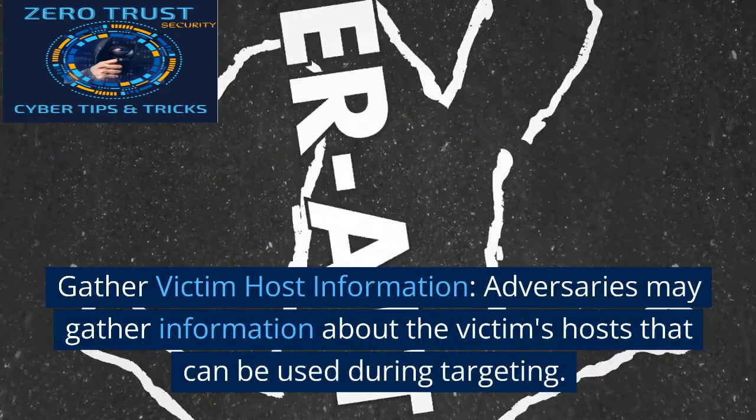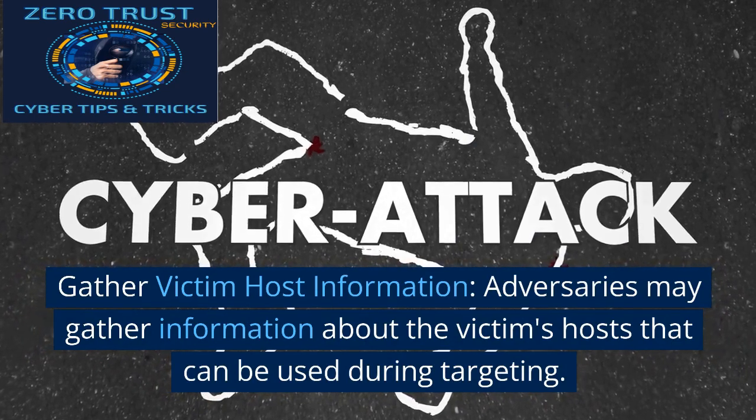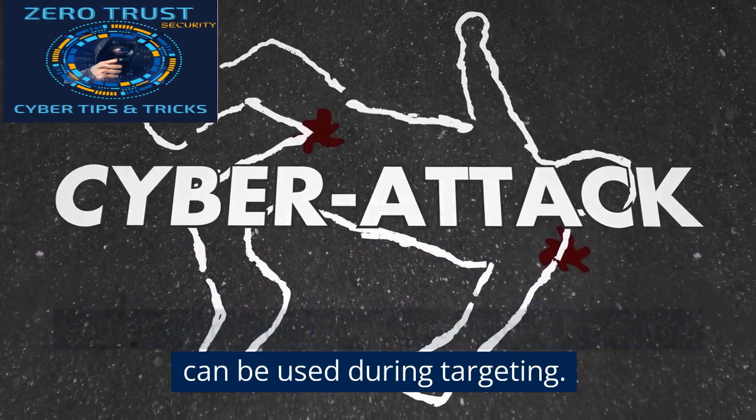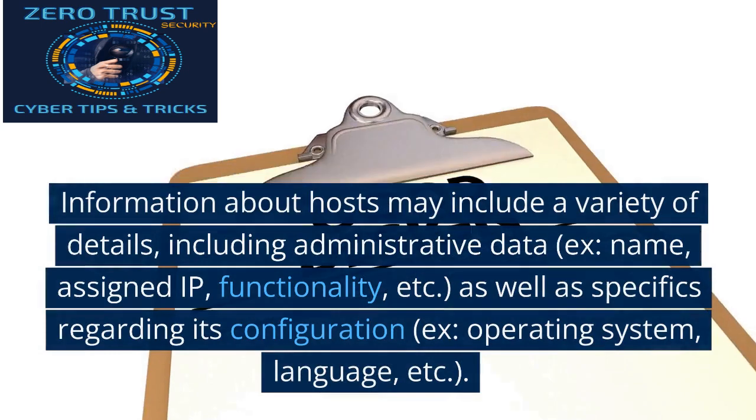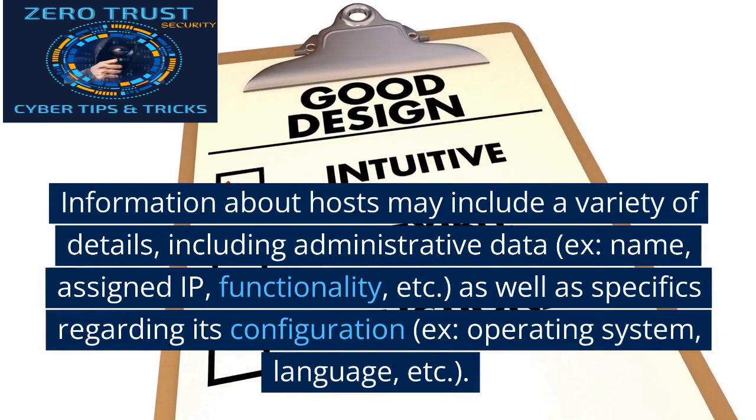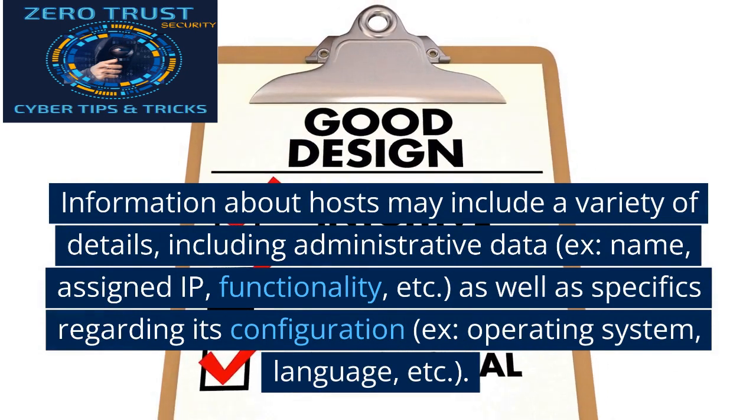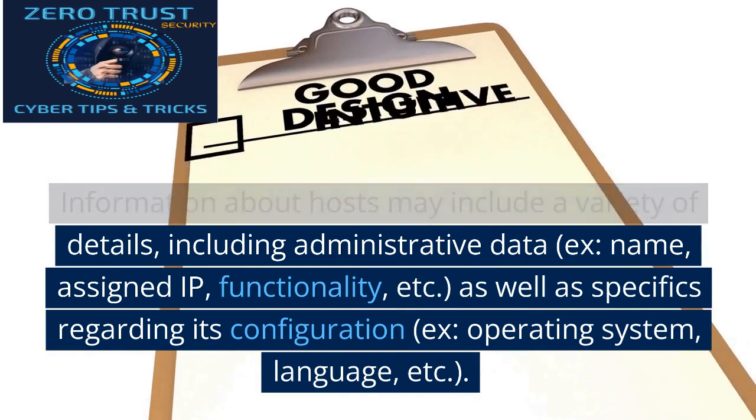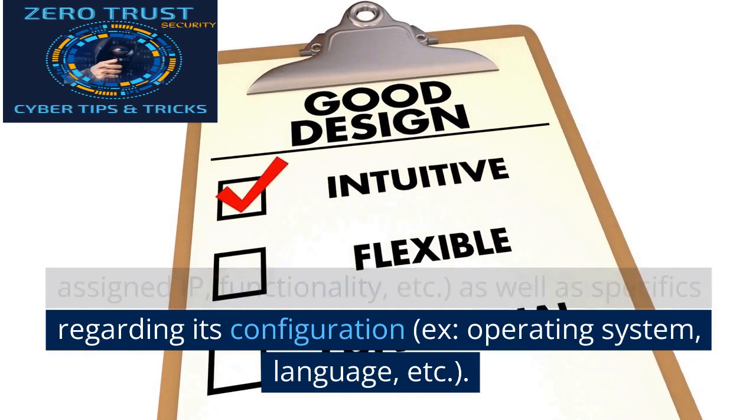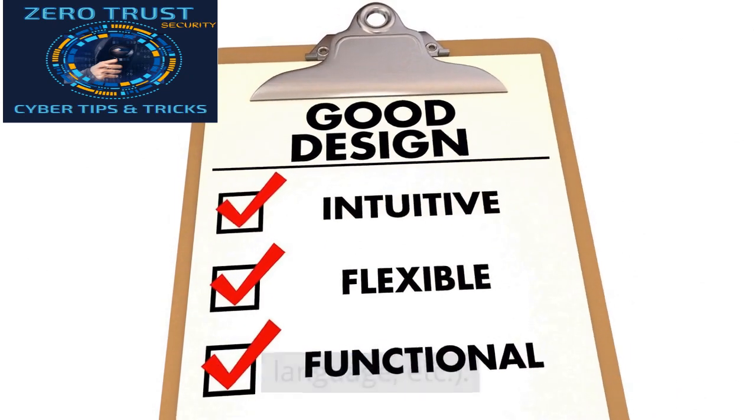Gather victim host information. Adversaries may gather information about the victim's hosts that can be used during targeting. Information about hosts may include a variety of details, including administrative data, name, assigned IP, functionality, etc., as well as specifics regarding its configuration, operating system, language, etc.